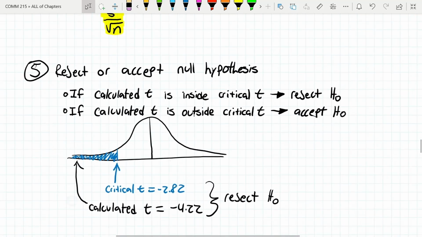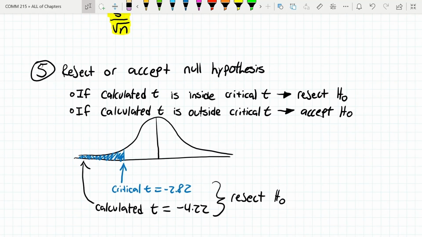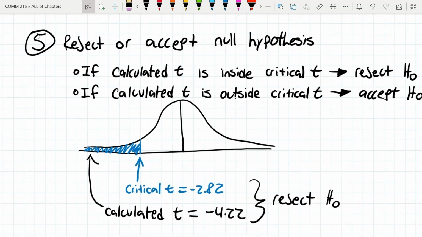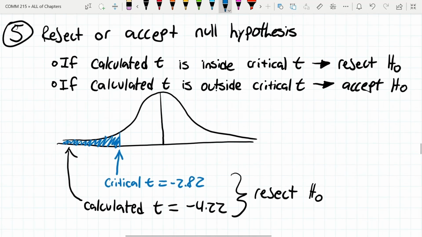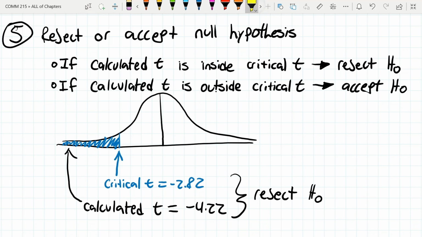So for an example here, if I have a normal distribution and we're going to have only a left-tailed alpha. So if our critical t value from what we calculate is negative 2.82, and then once we find our calculated t value, which is negative 4.22, we can realize that on the normal distribution it is in our blue area and it's inside our critical t value. That means we must, as I already said, reject the null hypothesis.